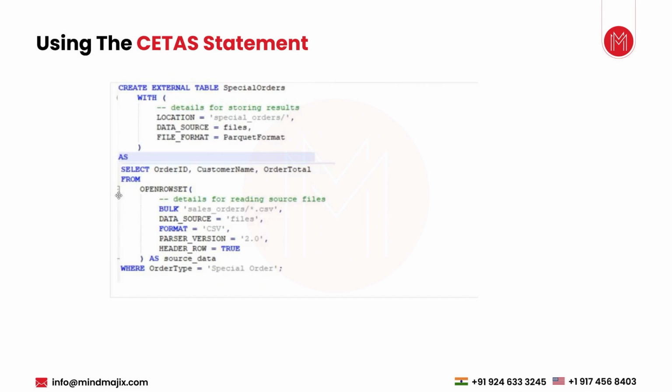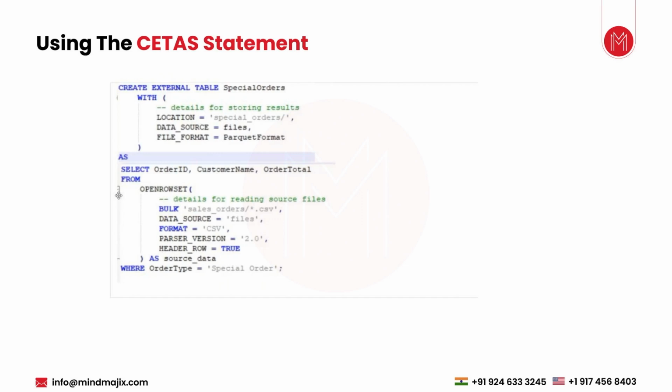Okay, you're putting a filter: order type is equal to special order. So this will list the customer order details from this file where order type is equal to special order. Now you are aware of this select class. So how do you use the select class to create the table?